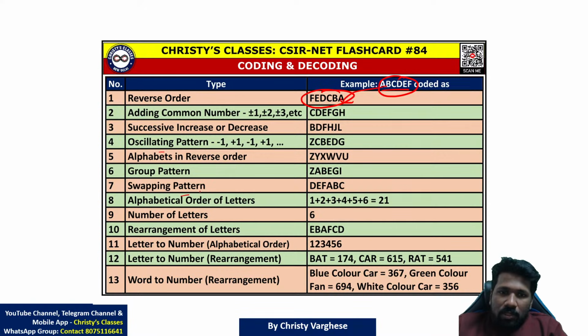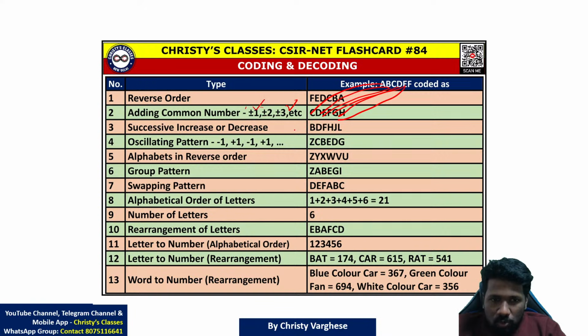Adding a common number, this is another very repeated type of question. For example, एक के साथ 2 add किया तो C मिलेगा. B plus 2 is D, C plus 2 is E, D plus 2 is F, E plus 2 is G, F plus 2 is H. So plus 2 plus 2 plus 2. इसका जगह plus 3 plus 3 plus 3 या plus 1 plus 1 plus 1 या minus 1 minus 1 minus 1 कुछ भी हो सकता है.